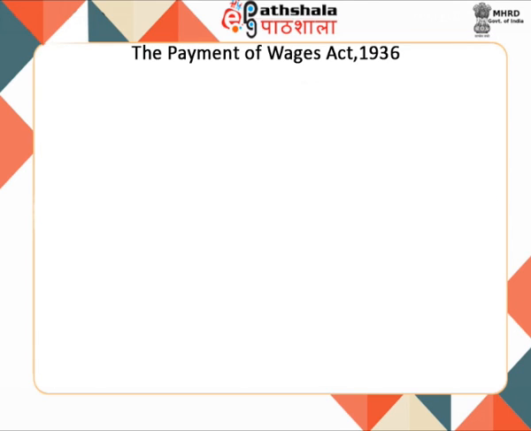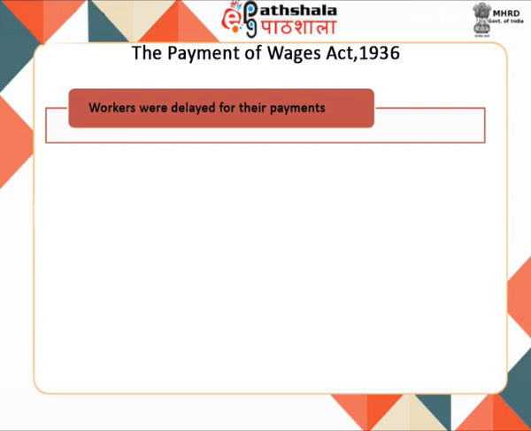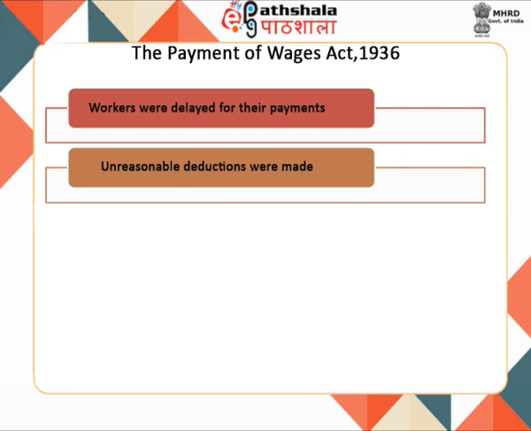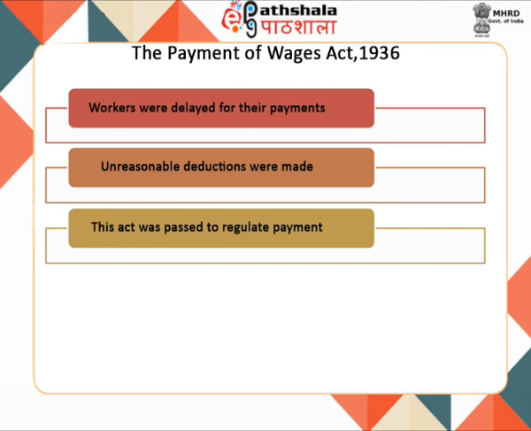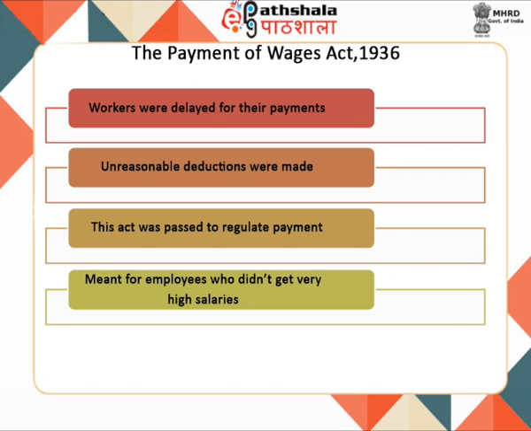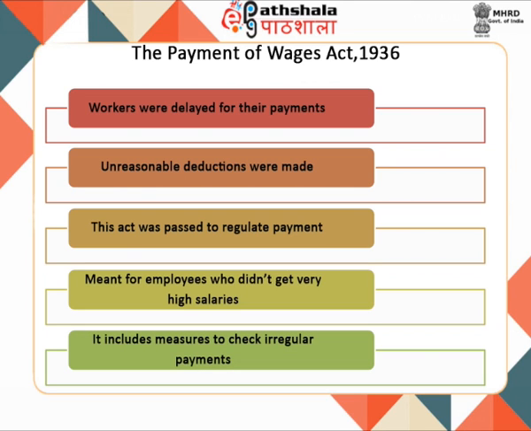Now we will move on to the Payment of Wages Act 1936. Before this act, workers were delayed their payment, and that too for no reason. Even unreasonable deductions were made. So this act was passed to regulate payment of a certain class of employees, especially those employed in industry. This act is mainly meant for employees in industries who did not get very high salaries. So this act included measures to check irregular payments along with unauthorized deductions.